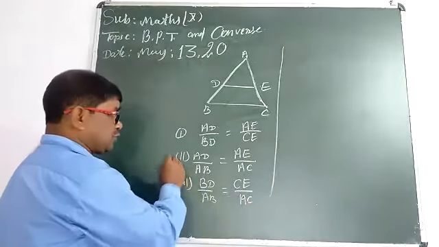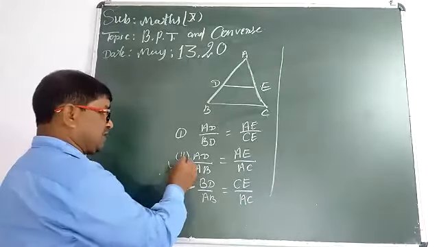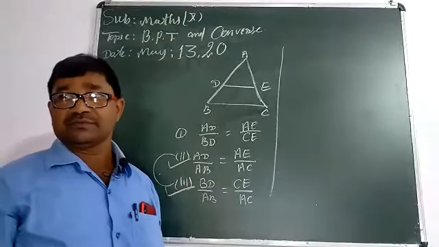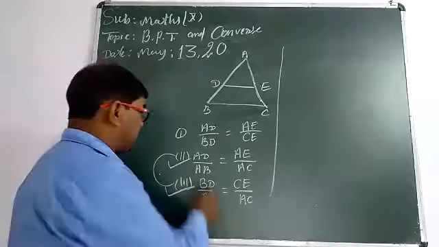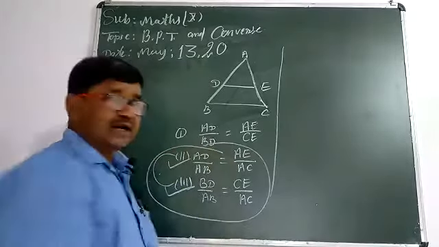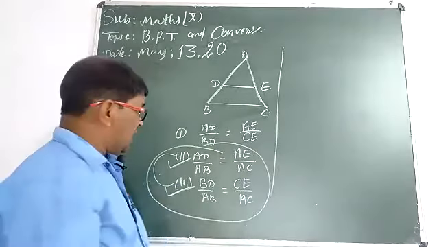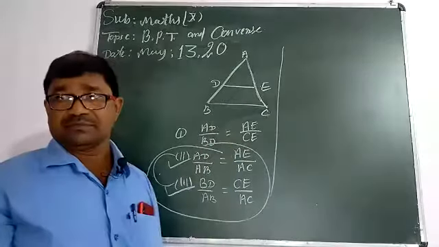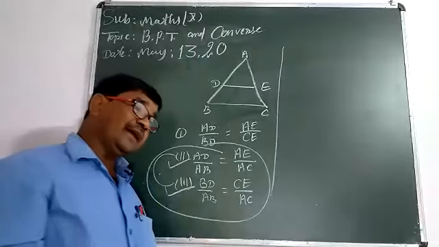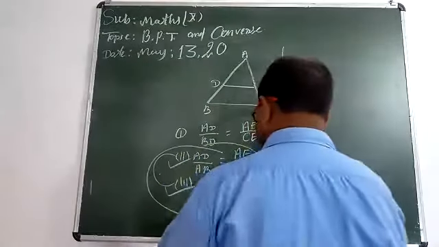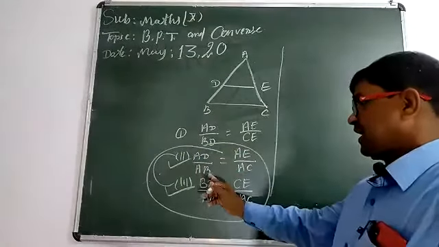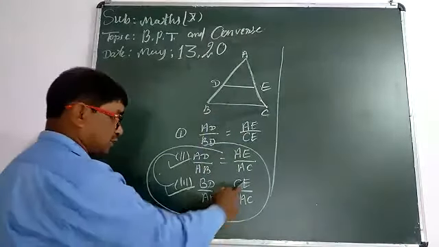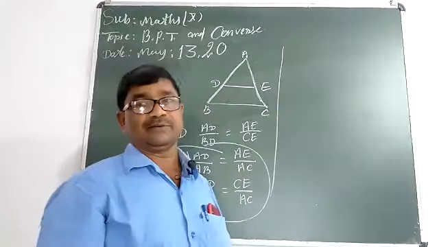Today we should try to prove these two statements also, because these are corollaries. We have to face different types of problems related to these two. On the other hand, you can say these two are formulas taken out from BPT. That is corollary. Today we are going to check these two statements: AD upon AB equals AE upon AC and BD upon AB equals CE upon AC.